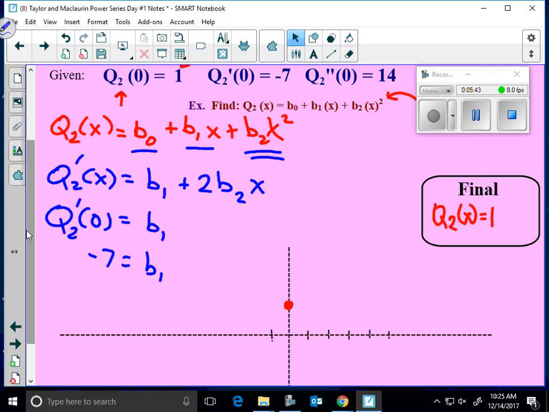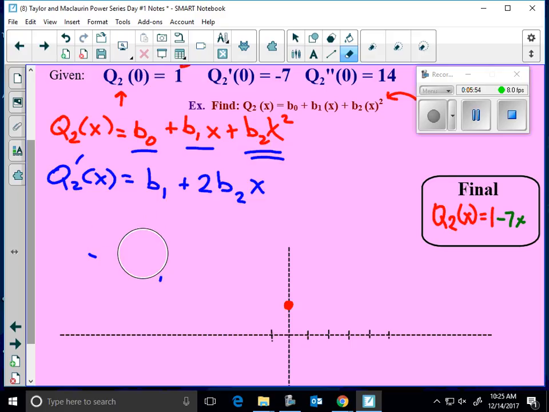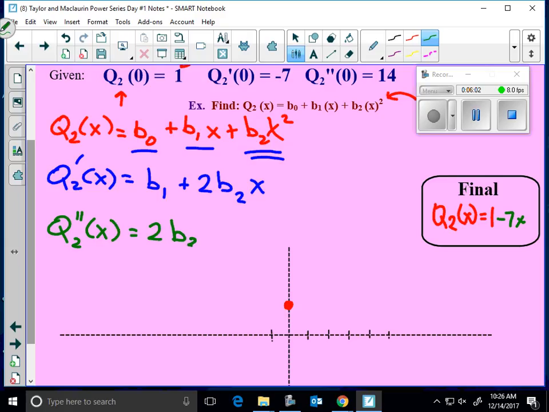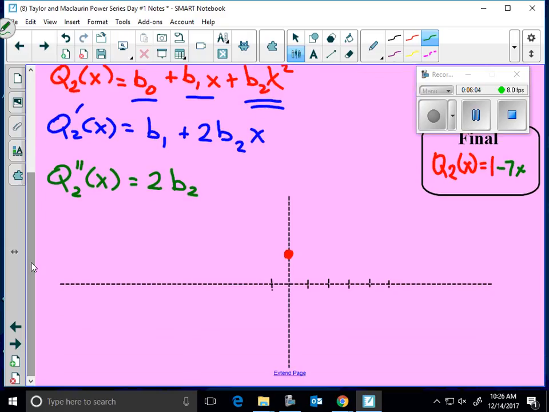Okay, so now I got the second portion of my polynomial, remember, that's b1, so that's attached to x. And now I can do the same thing for the second derivative. I'm going to take the first derivative and take the derivative of that. What would the derivative of the derivative be? It would equal 2b2. Okay, what was b2 equal to? Right, so this was 14. 2b2 equals 14, therefore b2 equals 7.